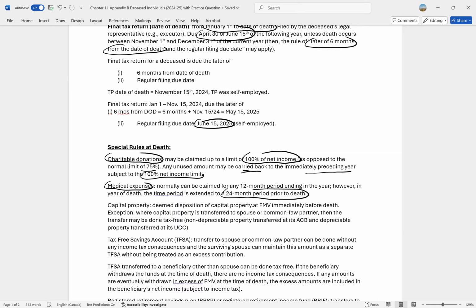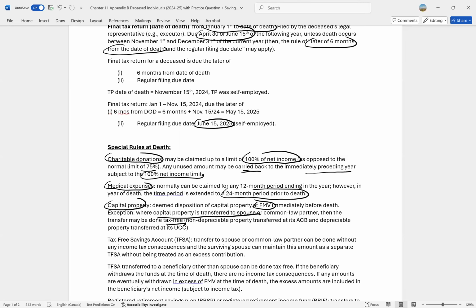If the taxpayer owns any capital property, so any rental property, any stocks, there's a deemed disposition at fair market value. And so once again, if the deceased individual has a lot of assets, a lot of rental properties, that will have a huge impact on their tax bill, especially if it's gone up a lot in value. However, capital property can be transferred to a spouse tax-free.